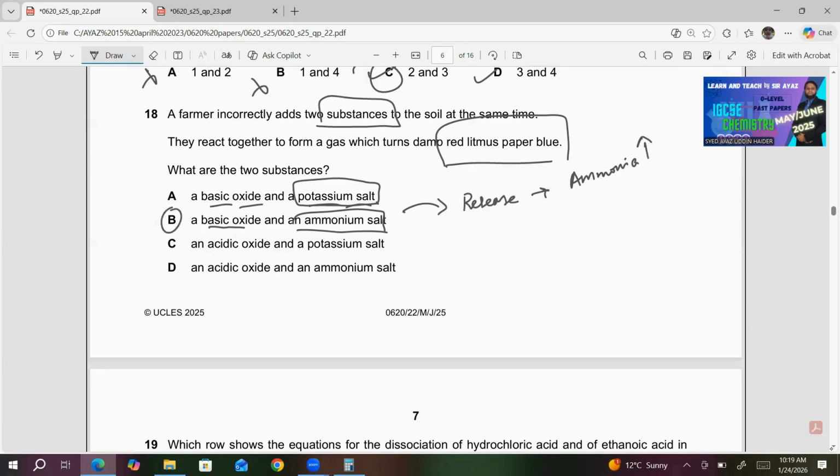For convenience, I'm checking the other statements also. Acidic oxide and potassium salt is incorrect also, because we won't get any gas that turns red litmus paper blue here. What about the last one? Acidic oxide and ammonium salt is also incorrect. So B must be the right response in this case. Other choices are incorrect.